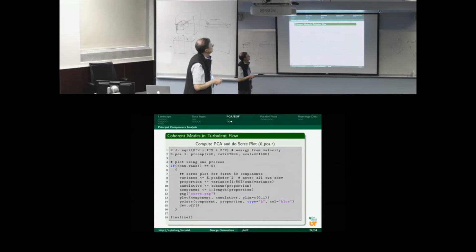So some of the things that happen, you get the left singular values and the right singular values, and I say ret x is true. That means that you'll get both, actually, both left and right. The singular values are on every processor. The right and left eigenvectors are distributed across all the processors, because those are really big matrices.